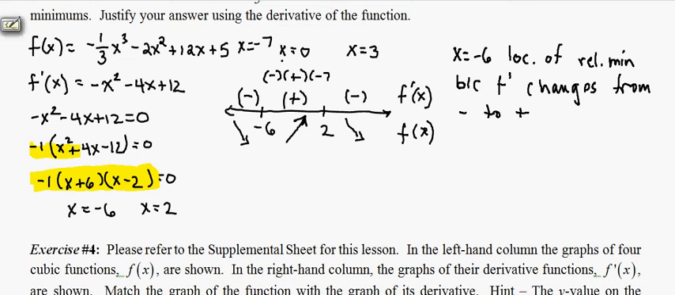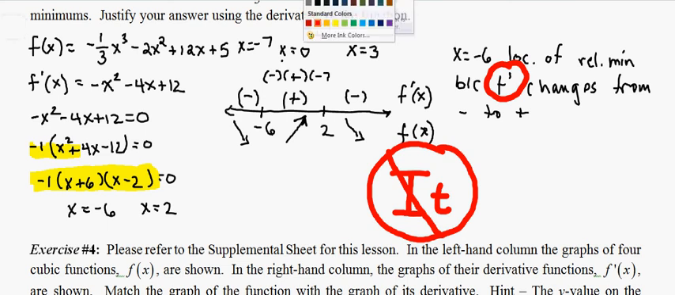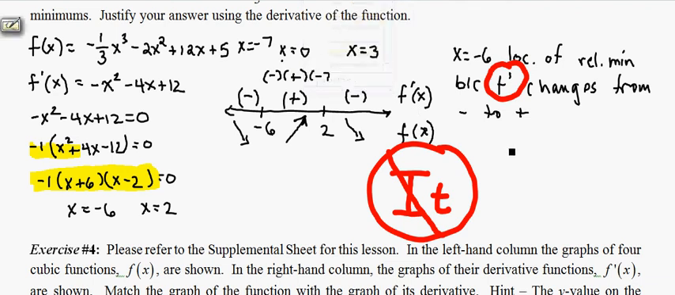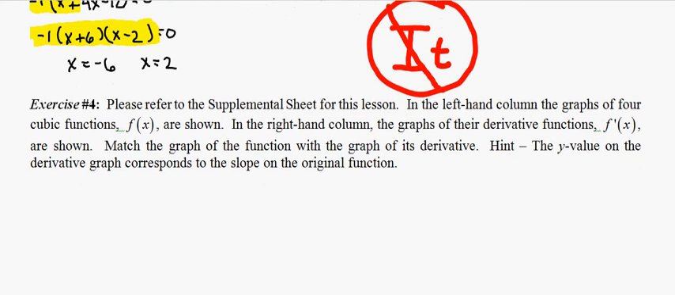One little comment. Help your math teachers along when you're making these statements. Never, ever, ever use the word "it." Never say x equals negative 6 is the location of a relative minimum because it changes from negative to positive. I know pronouns are nice, we all like them, but the problem with them is that it's not always obvious what they're referring to. Are you referring to the function? Are you referring to the function's first derivative? Little preview, eventually we'll talk about a function's second derivative. So the word "it" is always very confusing.